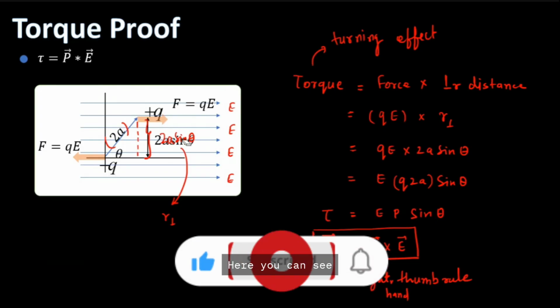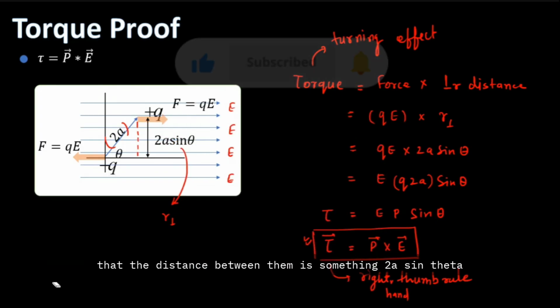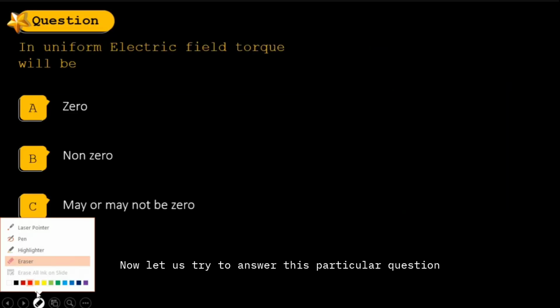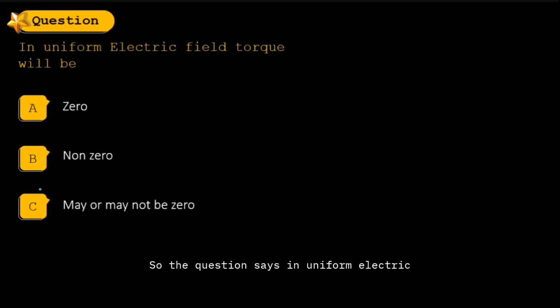So here you can see that the distance between them is 2a sine theta. Now, let us try to answer this particular question. The question says, in a uniform electric field, torque will be. In a uniform electric field, torque can be zero or torque cannot be zero. So in which case can torque be zero and in which case can torque not be zero? Let us try to understand it.